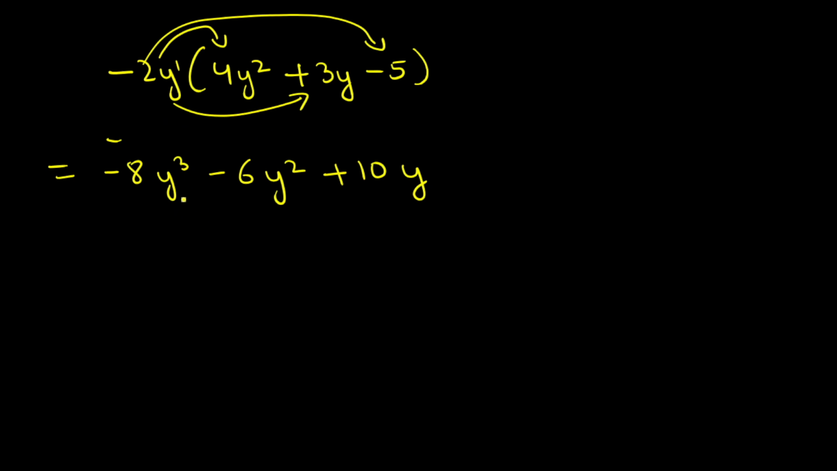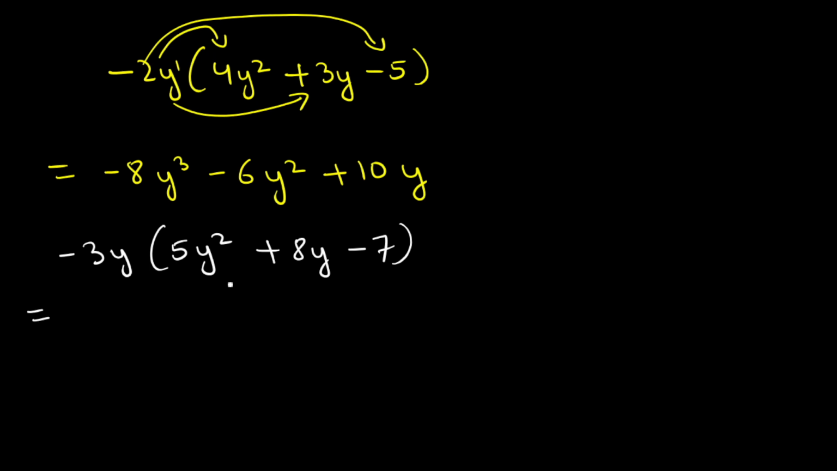Okay, let's take a look at another example. So we have negative 3y times 5y squared plus 8y minus 7. Go ahead and pause the video and try to do this problem by yourself by looking at the example over here.